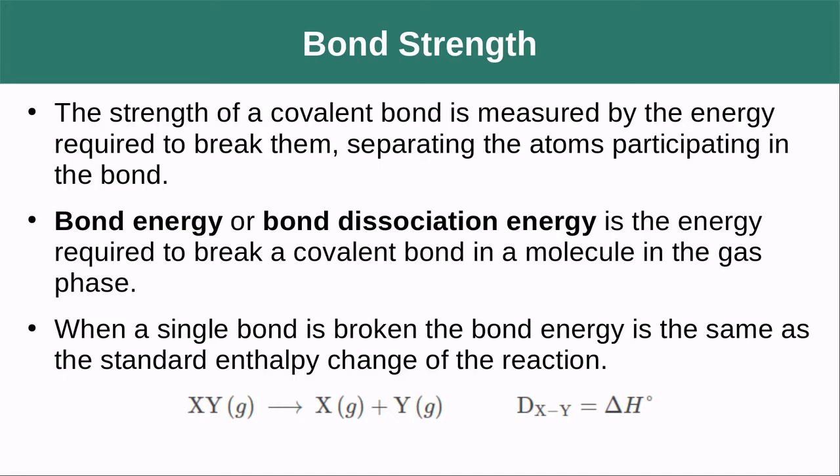So the strength of a covalent bond is measured by the energy required to break it, separating the atoms participating in the bond. Bond energy, or bond dissociation energy, is the energy required to break a covalent bond in a molecule in the gas phase. When a single bond is broken, the bond energy is the same as the standard enthalpy change of the reaction. So we saw this before. We see now that if we have X bound to Y, we break that bond, we're going to get a bond energy that is going to be equal to the standard change of enthalpy for that reaction.